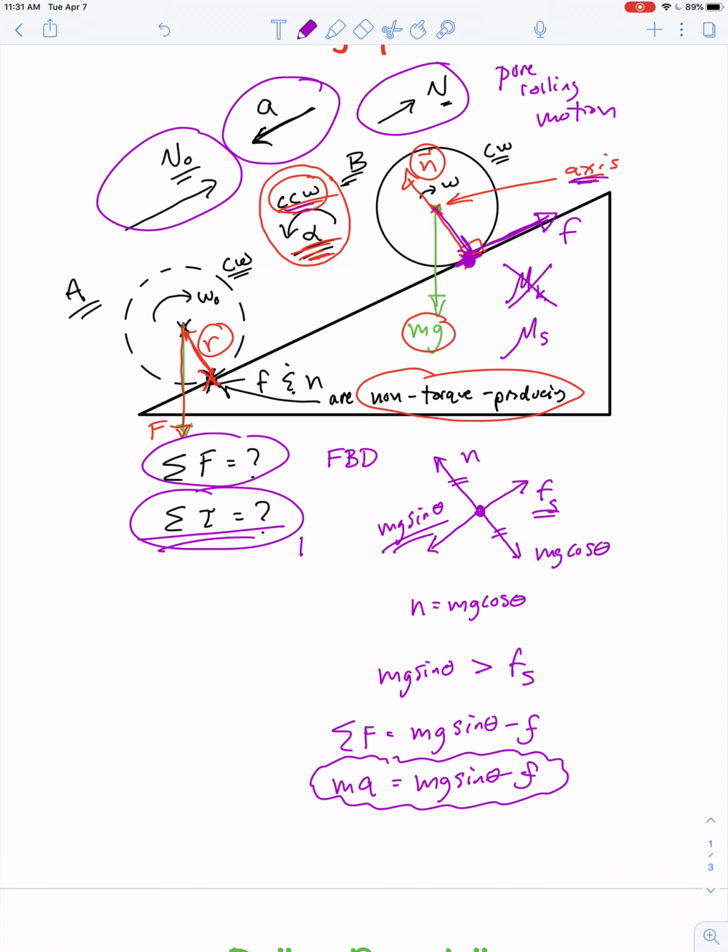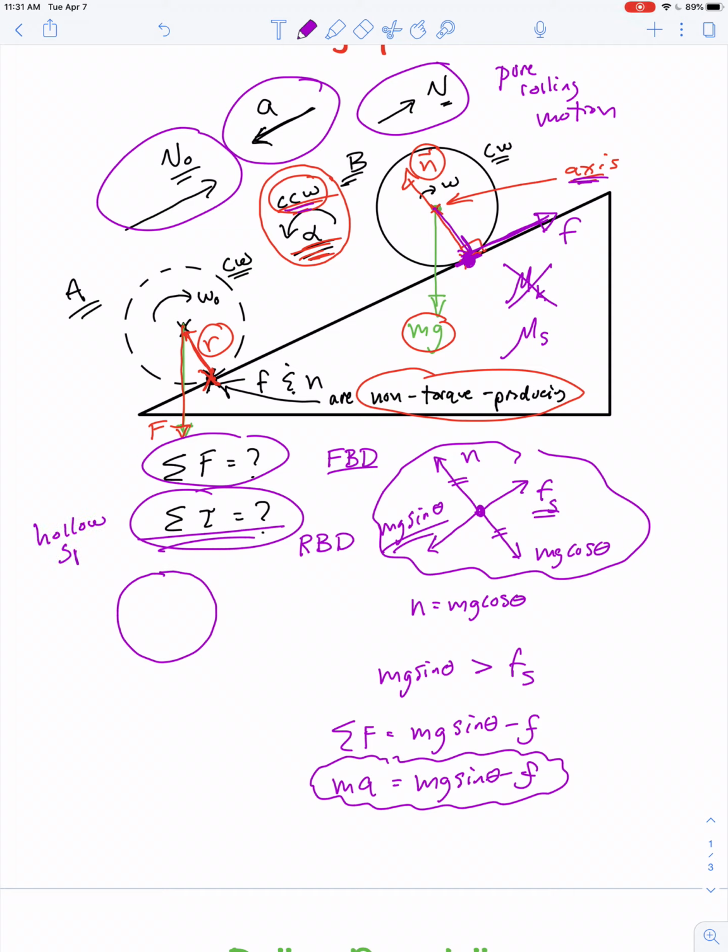Now when it comes to net torque, we have to make a rigid body diagram as opposed to a free body diagram. In other words, we need a diagram that shows not only what the forces happen to be, but where the forces are applied so that we can picture the correct lever arm. So if we draw our wheel one more time. Actually, in this case, let's say it's a hollow sphere, like a soccer ball. Then we know I is equal to 2/3 mr squared. Okay, so just for the sake of argument, we'll imagine that this is a hollowed out sphere.